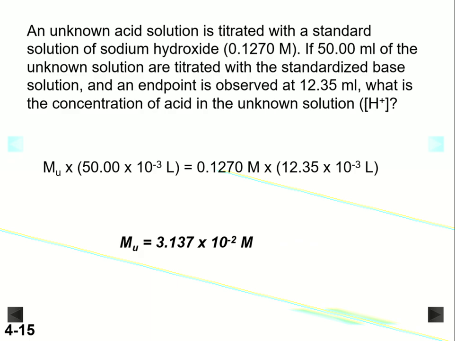Those are our basic calculations for precipitation and acid-base. In our next video, we'll go on to redox processes.